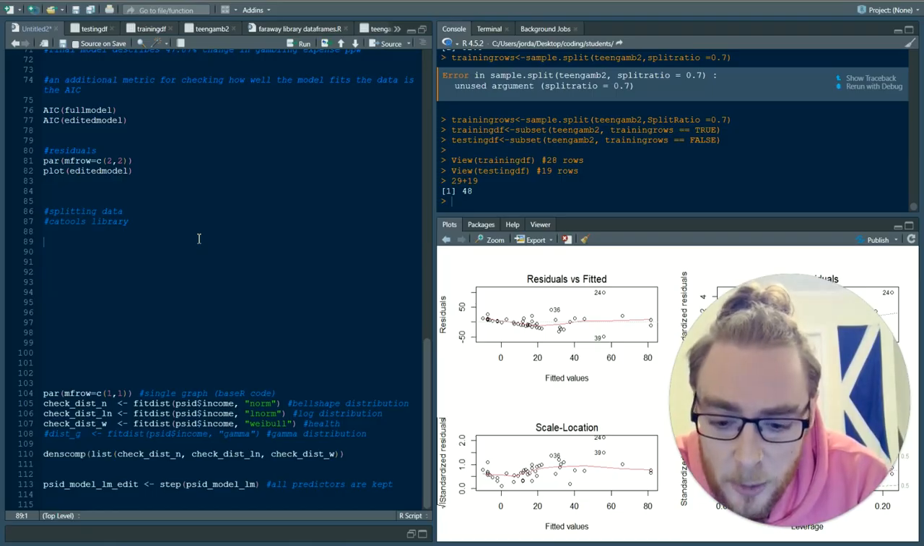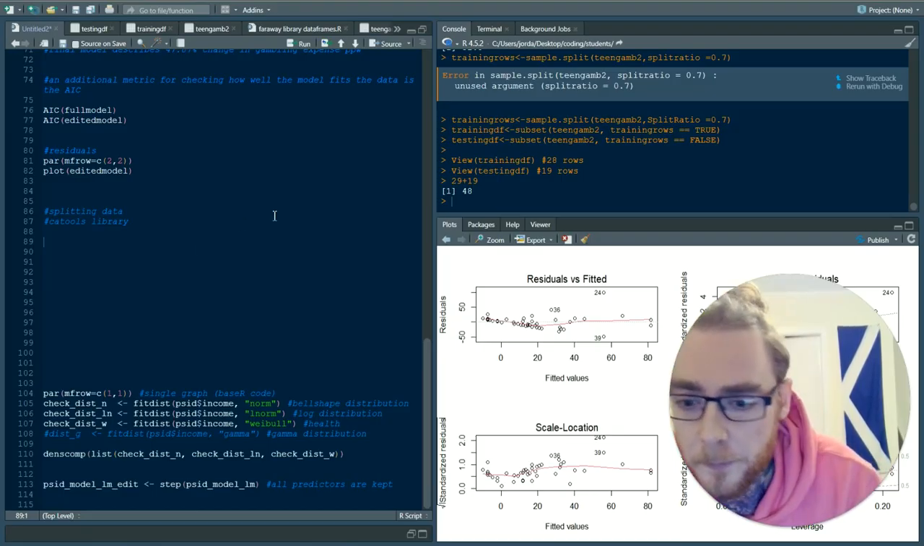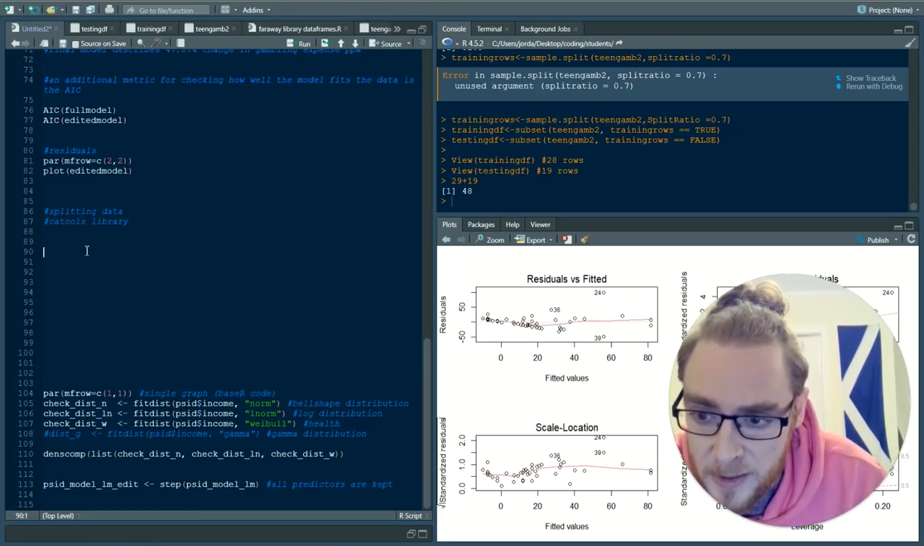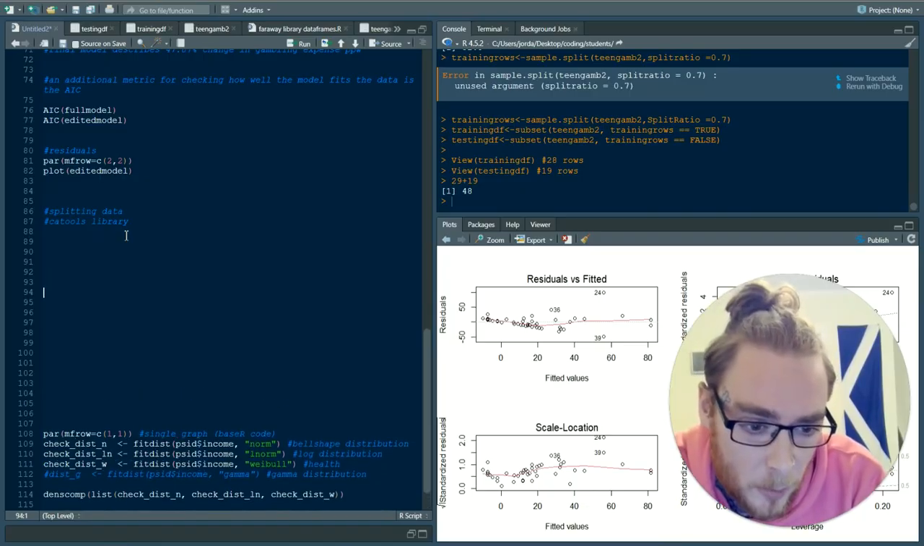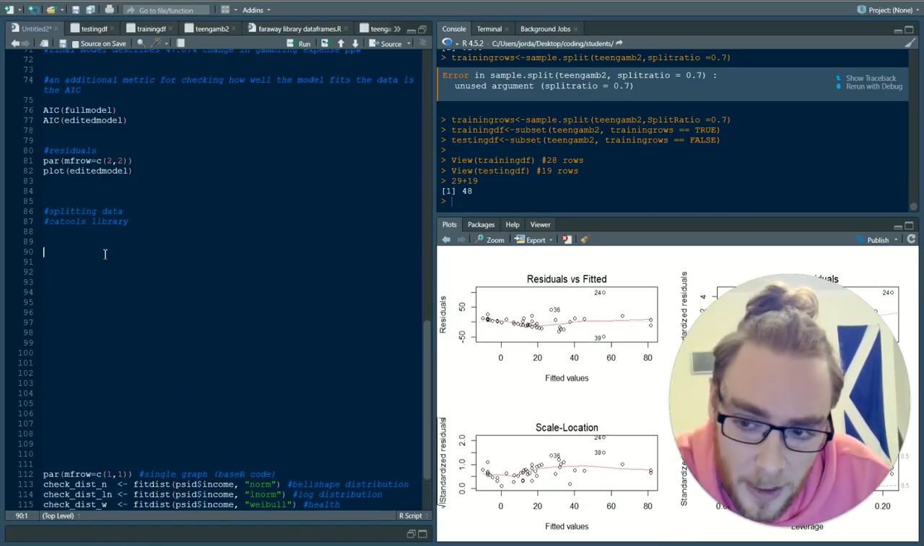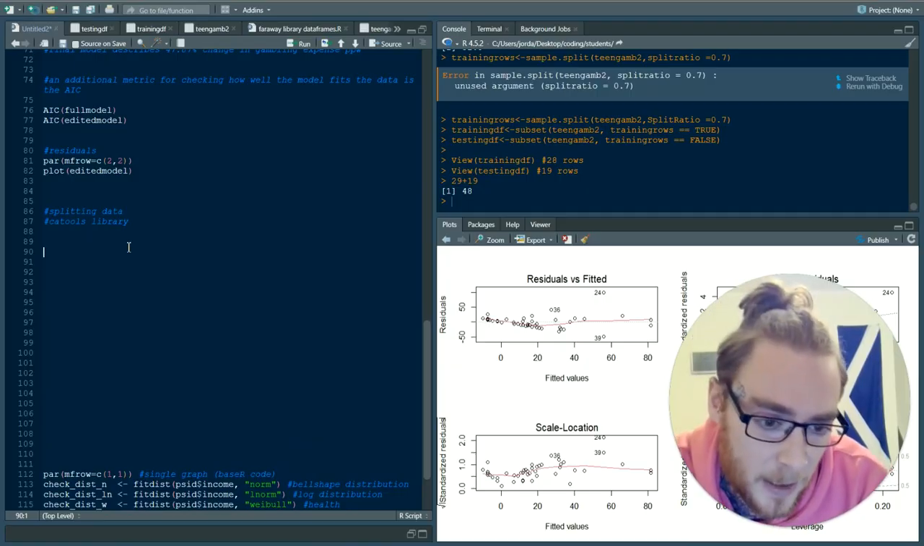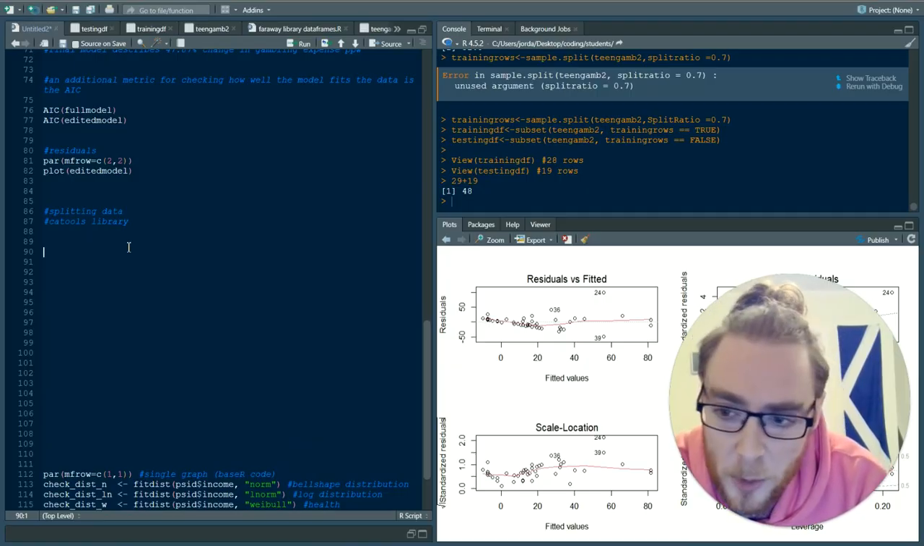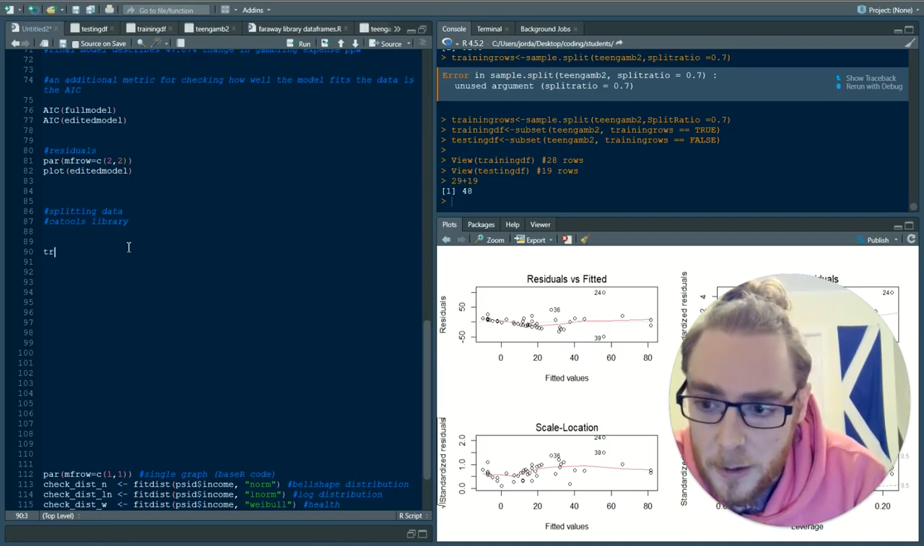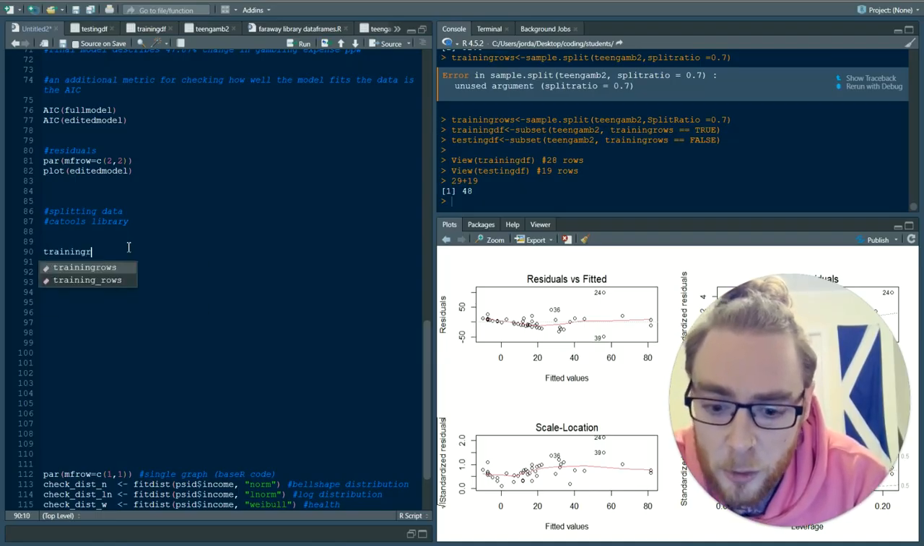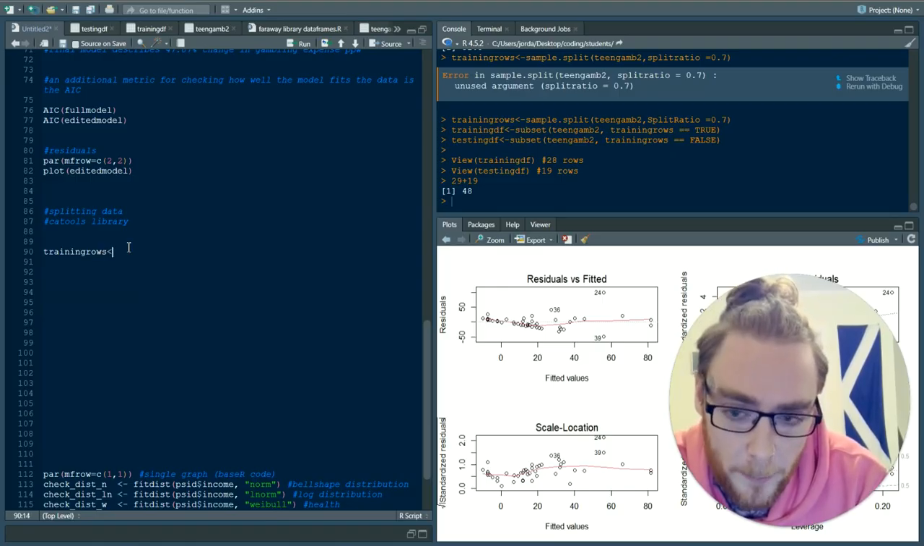We're going to use the caTools library, and we can do, don't worry about this stuff here. This is extra stuff I thought we might talk about, but we'll save that for later. It's about checking normality and shape of distributions. Let's make a training rows logical vector.